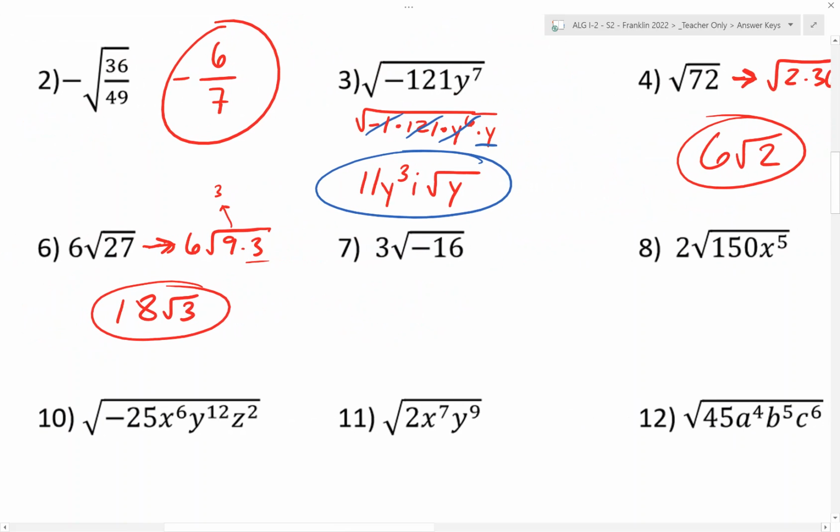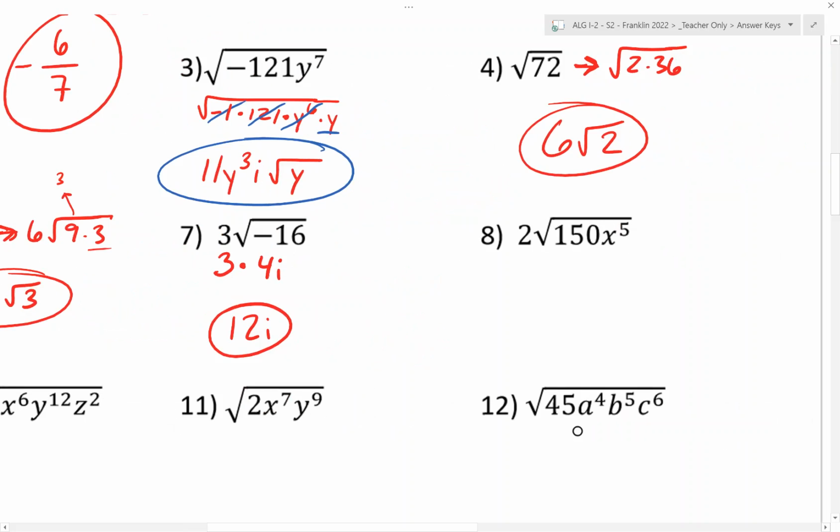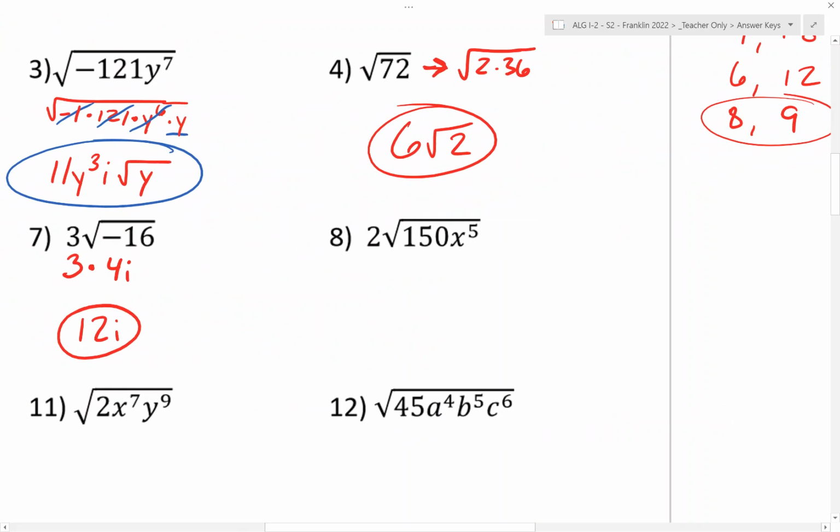On number 7, we have another negative inside. So we're going to have i in our answer. So this is 3 times the square root of negative 16. 16 is a perfect square, so the square root of negative 16 is 4i, the i coming from the negative sign. And 3 times 4i is just 12i. And that's the answer on number 7.